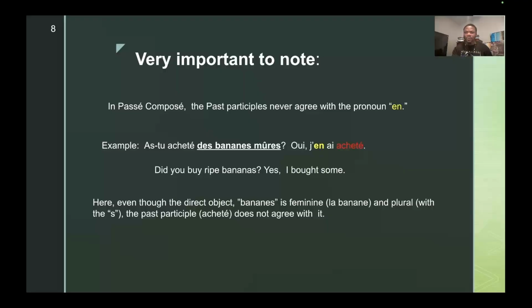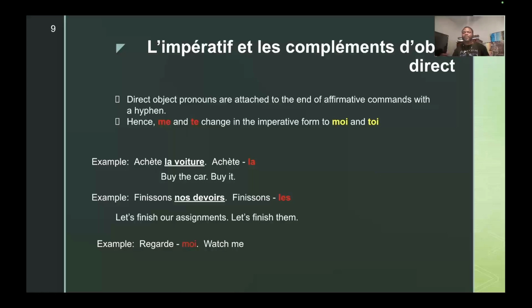And then work on it. Now finally, we are going to look at l'impératif. When you are making a command in French and you have to use direct objects in your sentence, direct object pronouns are attached to the end of affirmative commands. If I say go there, that's affirmative. If I say don't go there, that's negative. So that's what we call the end of affirmative commands with a hyphen. That's the first thing. Now let's look at what that means.